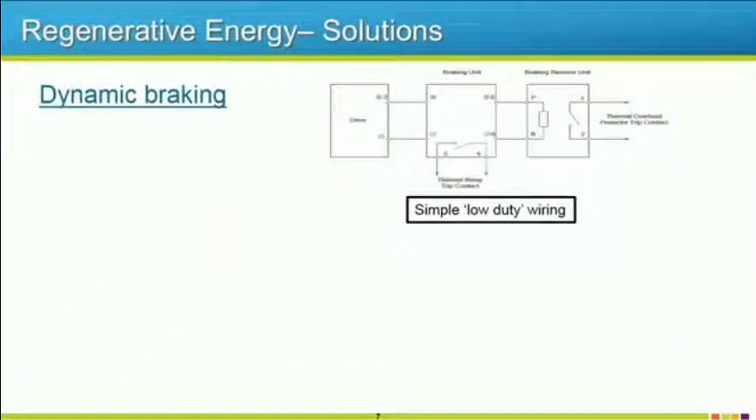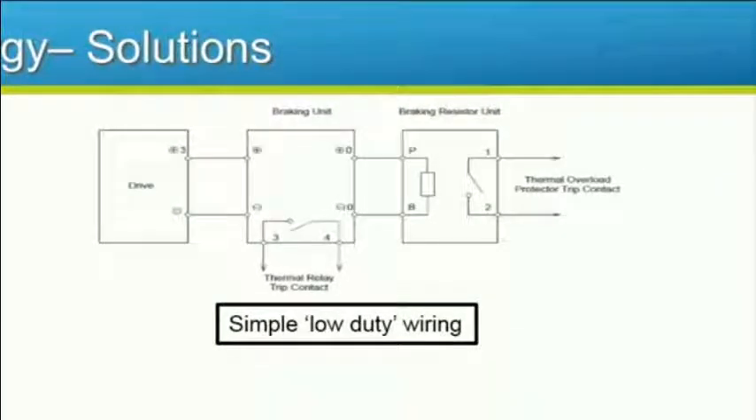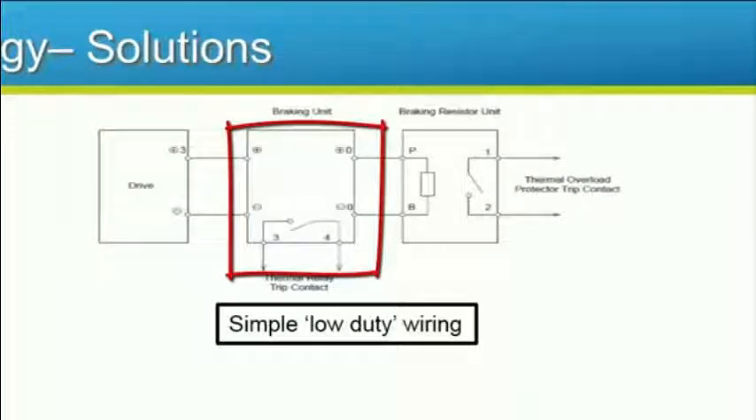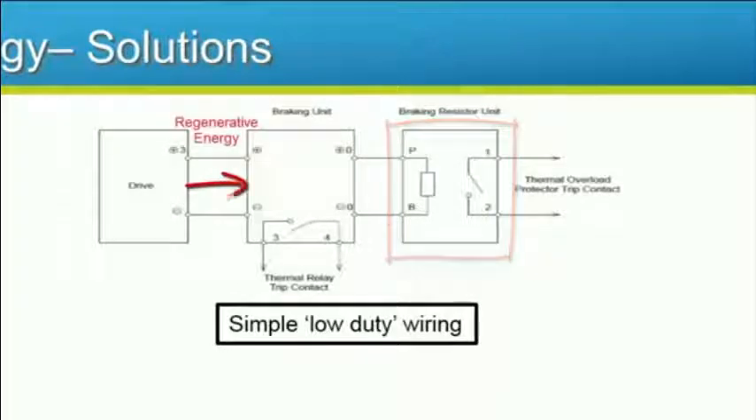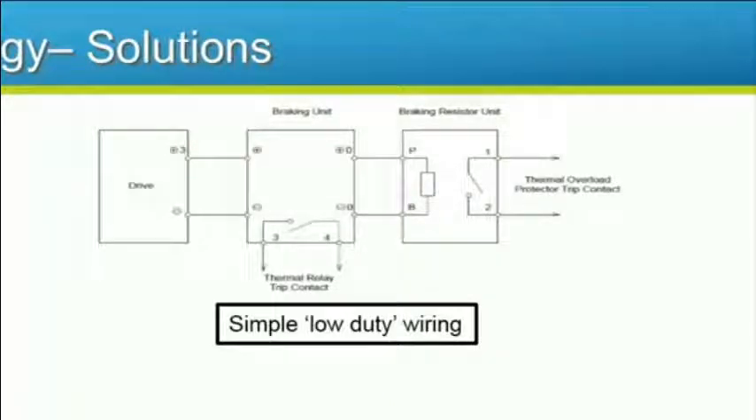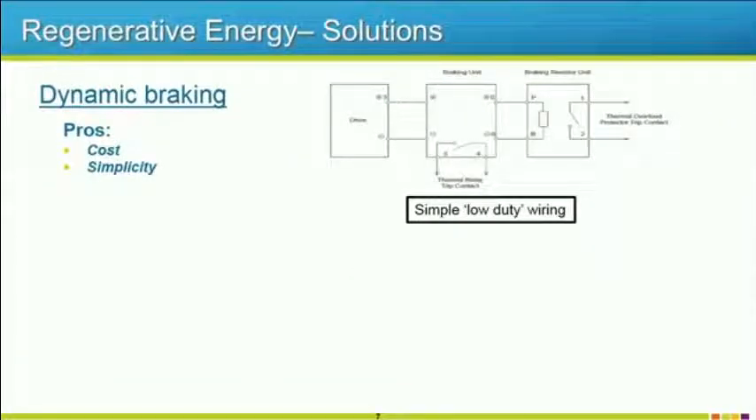So what are the available hardware solutions commonly used to handle regenerative energy? Most commonly, when dealing with low amounts of regen, dynamic braking is used. Dynamic braking will consist of a dynamic braking transistor, also referred to as a chopper, and a dynamic braking resistor. When regenerative energy is present, the transistor closes, allowing the energy to bleed off onto the resistor. This method is primarily chosen due to the relatively low cost and simplicity in wiring and installation.